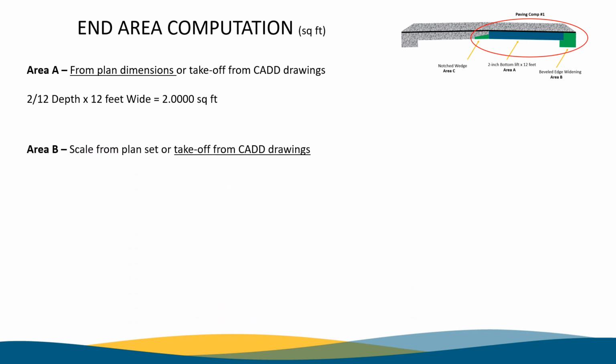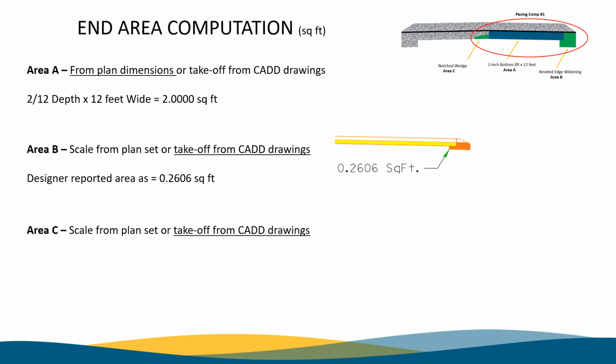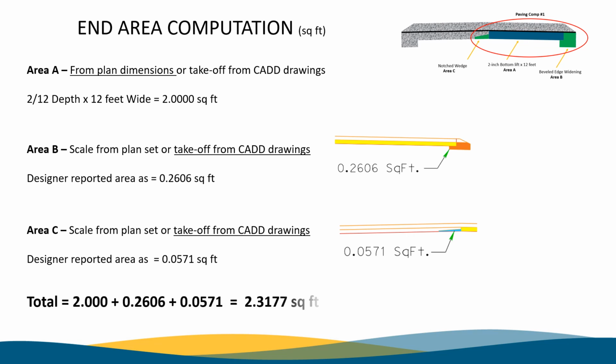Area B is the beveled edge widening. For this, we could either scale and measure from the drawing or get the measurement from the CAD drawing. In this case, we got the measurement from the designer, and it was 0.2606 square feet. Area C is the notch wedge at the center line. For this, we could either scale and measure from the drawing or get the measurement from the CAD drawing. Again, in this case, we got the measurement from the designer, and it was 0.0571 square feet. Add all 3 of them up, and we get 2.3177 square feet.